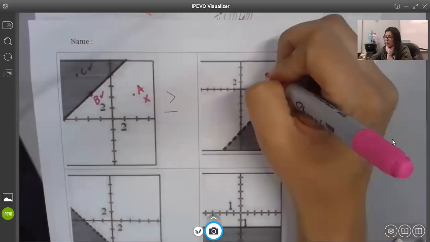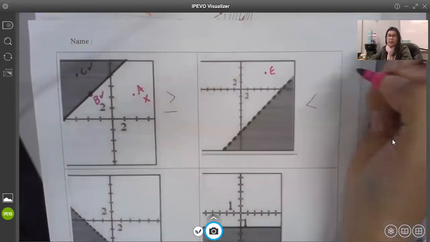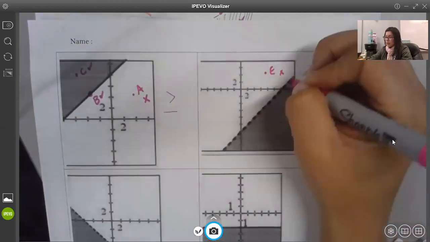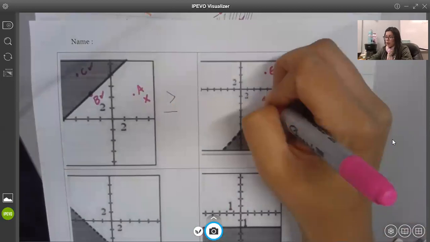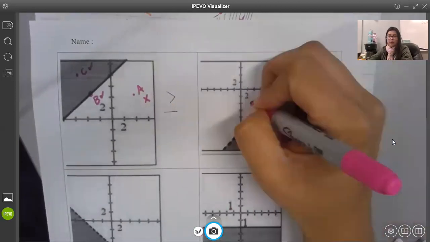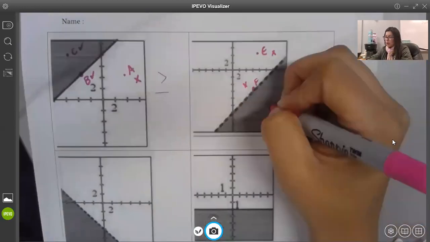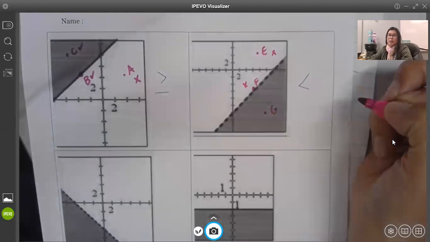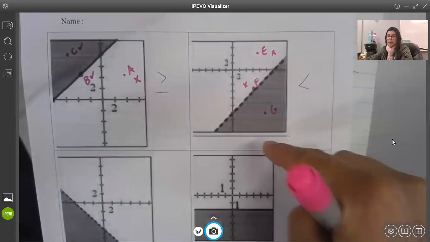Okay, so same questions. Is E a solution? No, it's in the white space. What about F on the dotted line? No, dotted lines do not count as solutions. They're not part of the answer. What about G? Yes, G counts as a solution. It's in the shaded space.